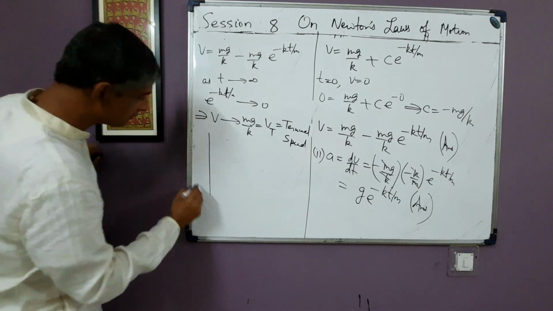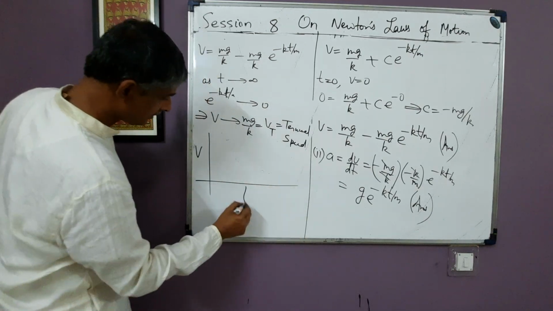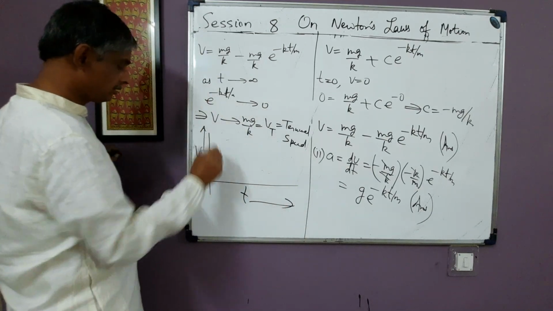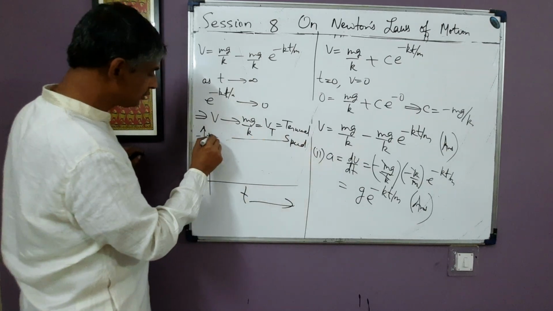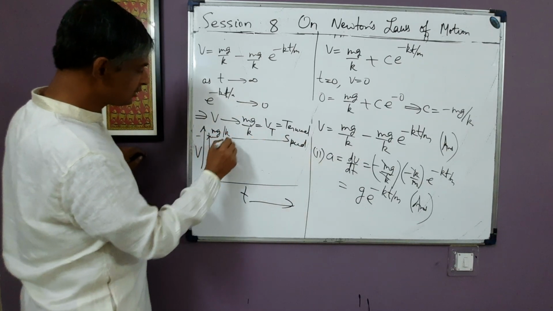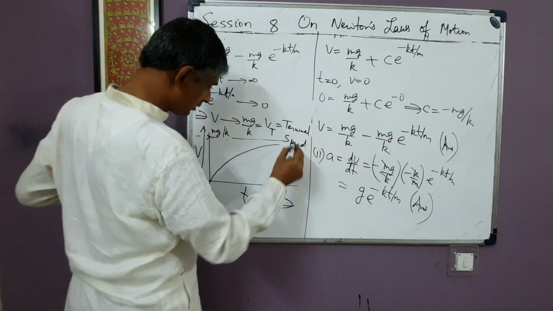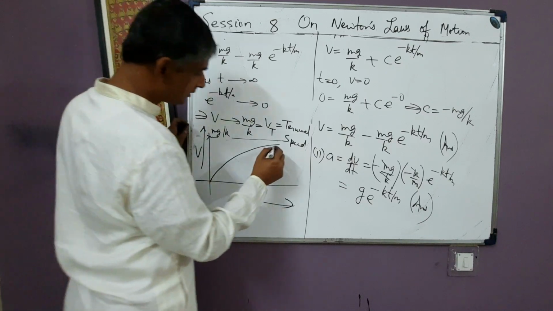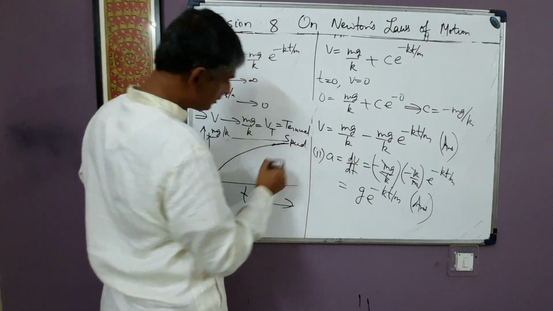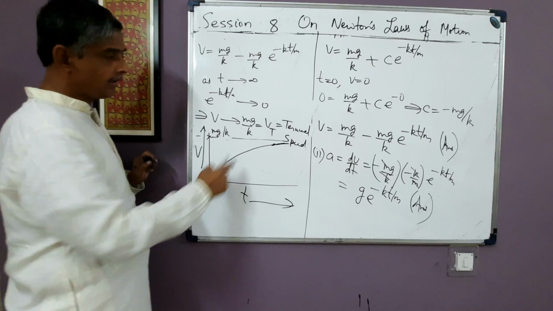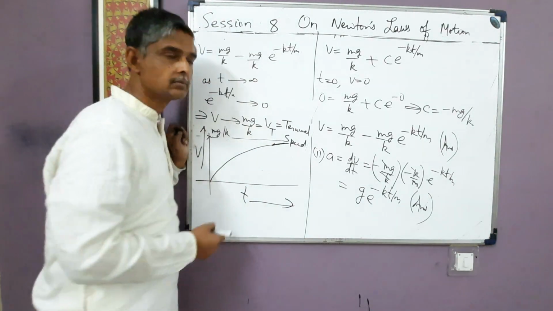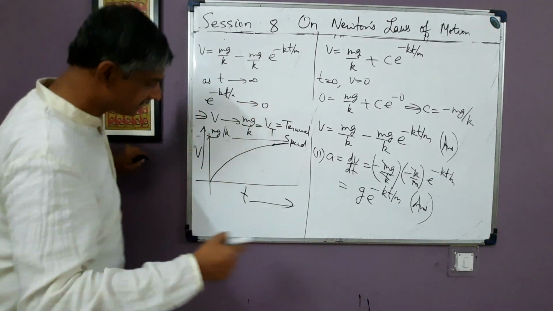So the graph of v-t will be something like this. See, at long time v will tend to what value? mg by k. Initially v was 0. See, this is the graph. So as t tends to infinity, v almost tends to mg by k. mg by k is called the terminal speed. See what happens in this problem. I'll just state one thing.